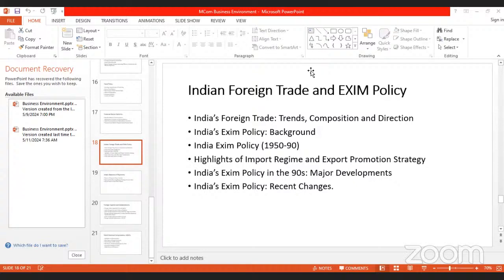Now, the next thing we'll cover is the composition of Indian foreign trade. Just a minute, please.